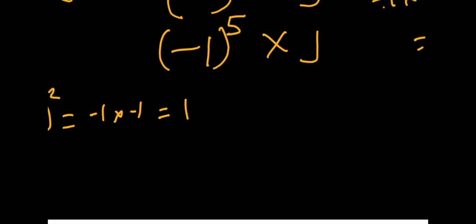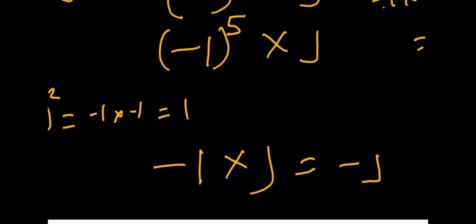So we see that negative 1 raised to the power of 5 is going to give us negative 1. So it's going to be negative 1 times j. Negative 1 times j is going to give us negative j. So that means our j raised to the power of 11 is the same thing as negative j. So I hope you follow.